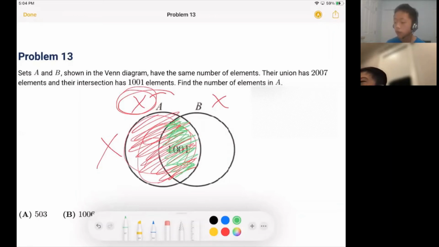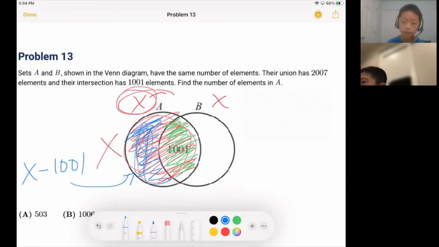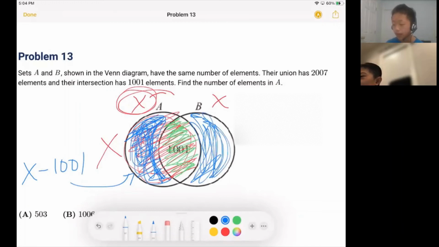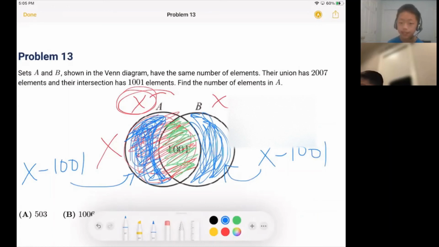So if we were to do X minus 1001, that would give this blue region here, which would represent the number of elements that belong only to A. Similarly, we can find that this blue region here also has X minus 1001 elements. And we know that the union has 2007 elements. So what that means is if we take these two blue regions and add them to this green region, then we would get 2007.